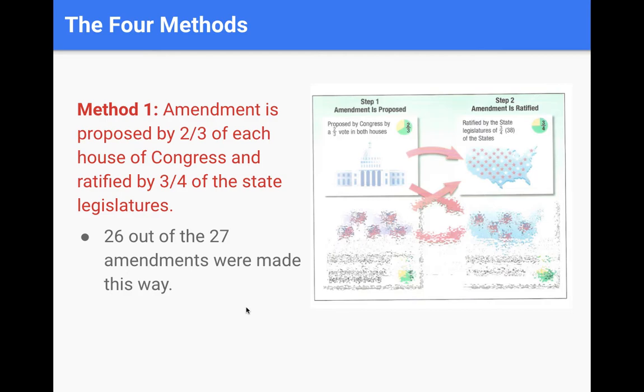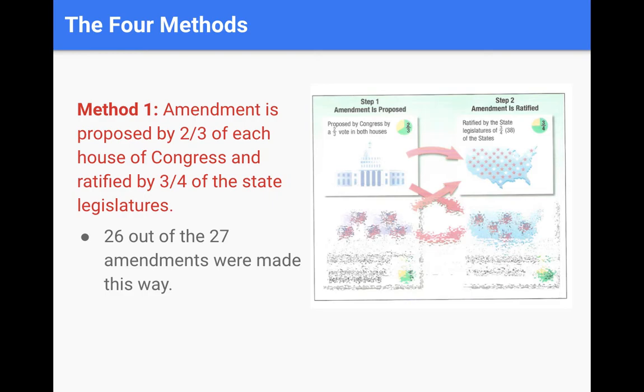Method number 1 is where the amendment is proposed by 2/3 of each House of Congress and then gets ratified by 3/4 of the state legislatures. This is the most common way to amend the Constitution. 26 out of 27 amendments have gone this route. And that's because it's the easiest, it's the most efficient.